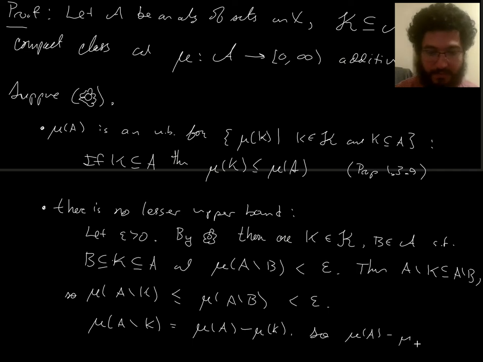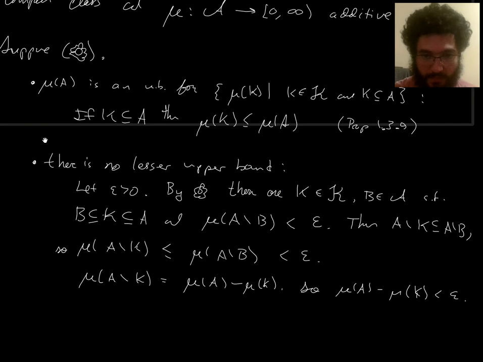Let me write the whole thing. So then this says that mu of K is greater than mu of A minus epsilon. And so we consider arbitrary epsilon greater than 0, mu of A minus epsilon is not an upper bound. This thing is greater than it. And this thing is in the set, is in this set.